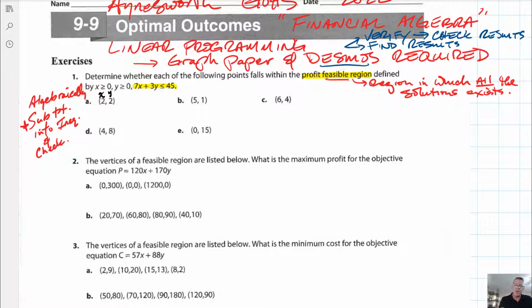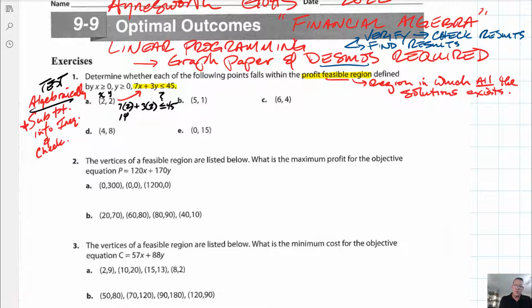It's positive. All right, but does this point, when substituted in, yield a true statement? All right, so I don't know. We got to substitute in. So I'm going to substitute 2 in for x and 2 in for y and see what happens. So 7 times 2 plus 3 times 2, is that less than or equal to 45? And notice I put a question mark up there, because you're testing. This is an algebraic test. We test algebraically. You can check it graphically, but you can also test it algebraically.